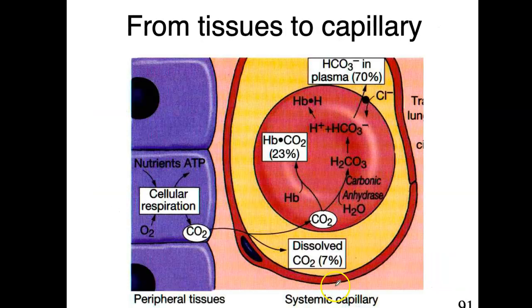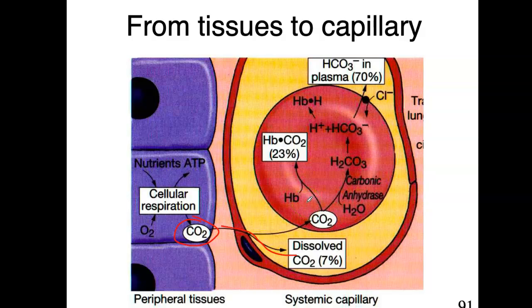In diagrams, let's see what that looks like. You would have cells of the body here in purple, and they're undergoing cellular respiration. They're making CO2 as they make glucose, right? They're letting go of their extra CO2. And where's that going to go? Well, in diagrams, it's showing you that 7% is going to be dissolved. The rest is coming into the cell.